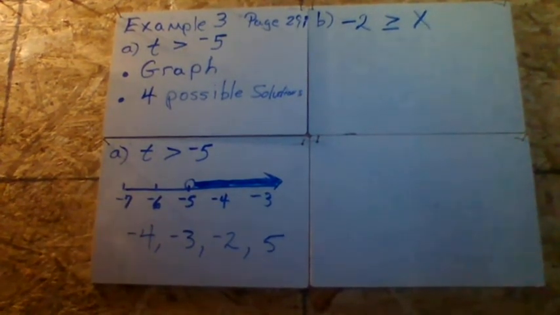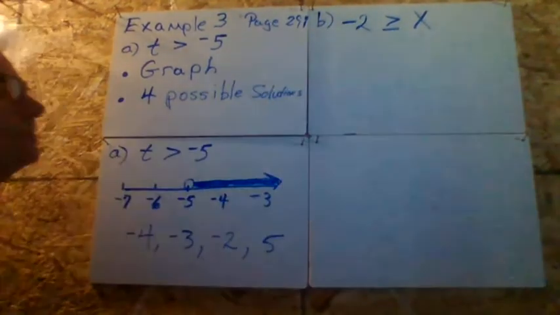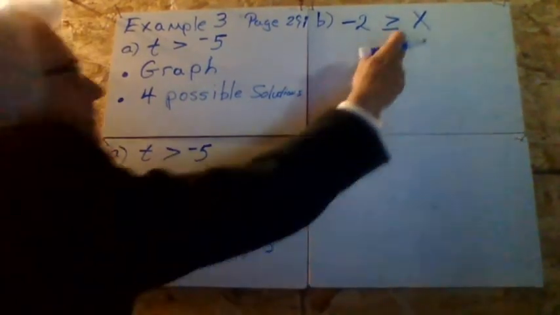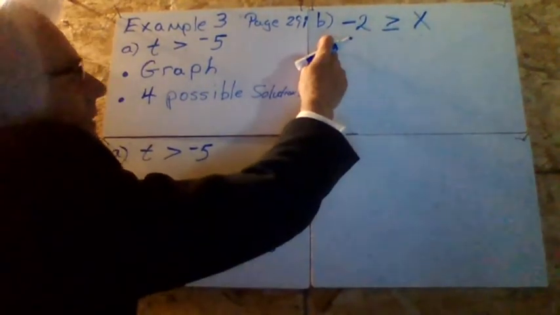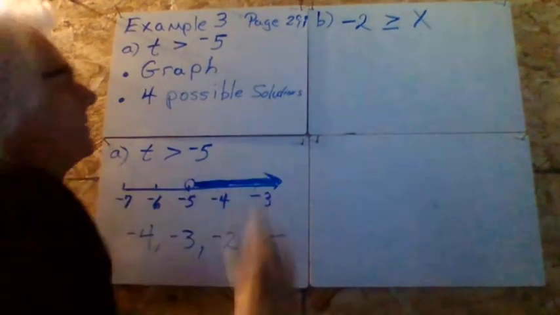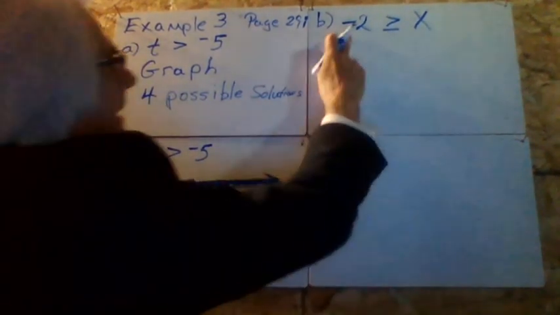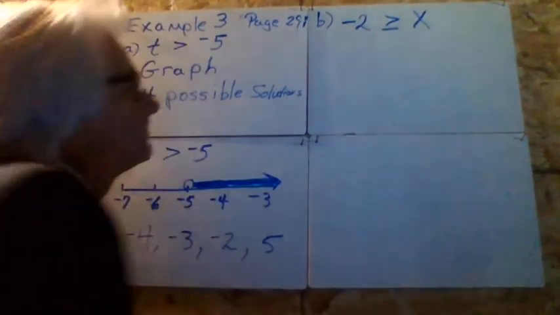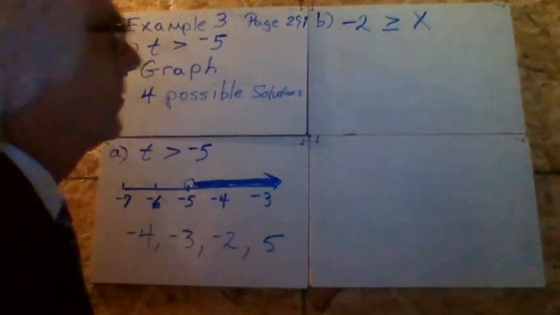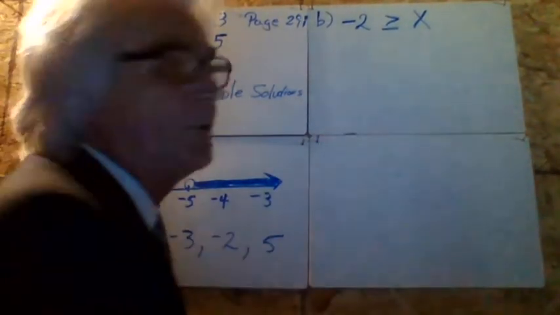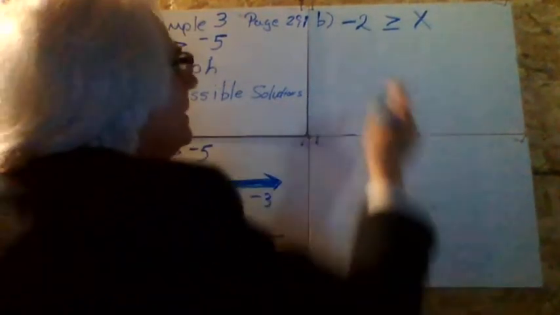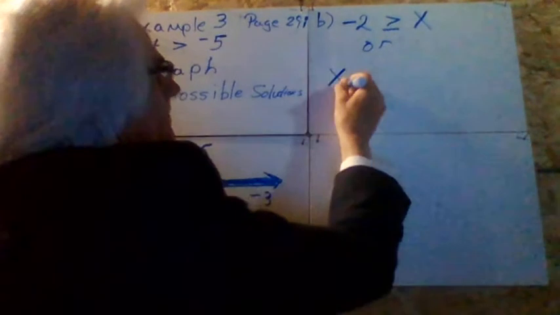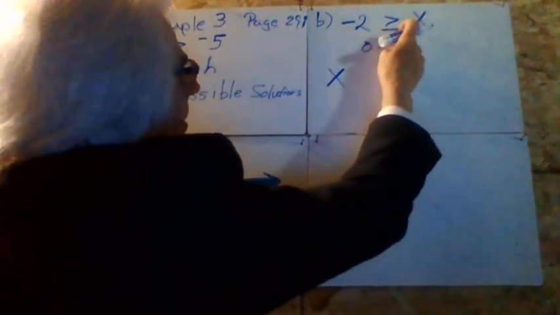So for B, B looks a little different than I normally write them. I normally have my variable on the left-hand side, but it can be either way. So what I have here is -2 is greater than or equal to x. If I was to write that the other way, and I just kind of want to point that out because it's your options, I could also write that as x.